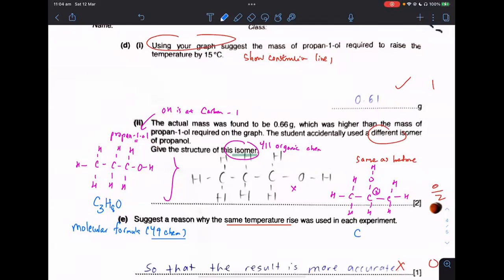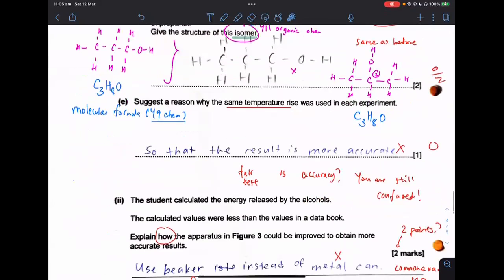For this next one, this is an isomer of it. I've changed the OH from position 1 to position 2. I've got 3 carbon, 6 hydrogen, 7 and 8. So guess what? They have the exact same molecular formula, but different structural formula. You will learn more about this in year 11 as the definition of isomer: molecules with the same molecular formula, but different structural formula.